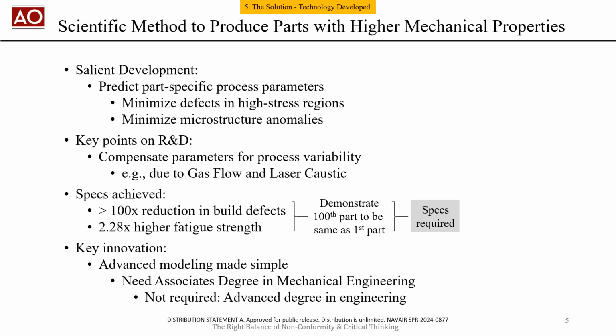The technology developed is to predict part-specific process parameters, to eliminate and minimize defects in high-stress regions, and to eliminate microstructure anomalies. Key points on research and development are to compensate parameters for process variability. For example, due to gas flow and laser caustic, we have demonstrated 100 times reduction in build defects and 2.28 times fatigue strength. The Navy requirement is to attain part-to-part consistency. In other words, the 100th part should be the same as the first part in terms of its enhanced mechanical properties.